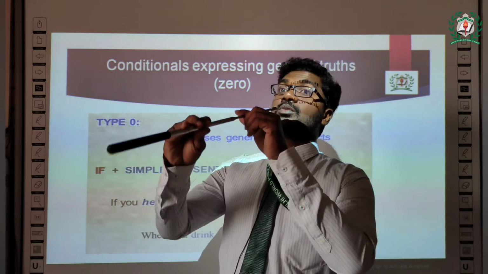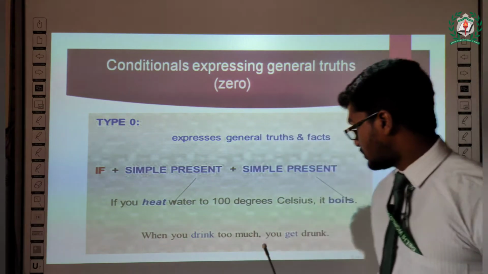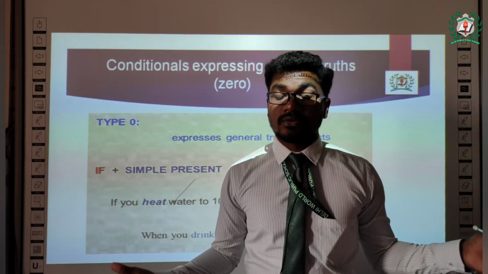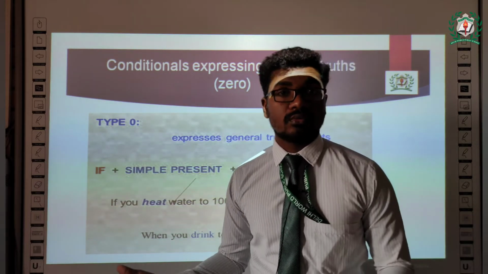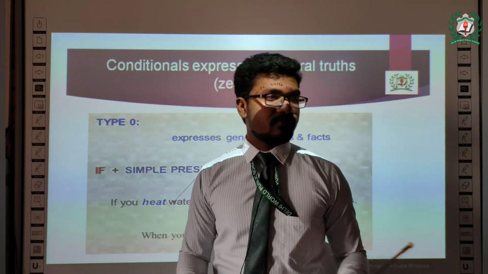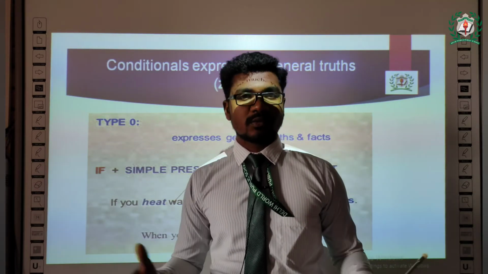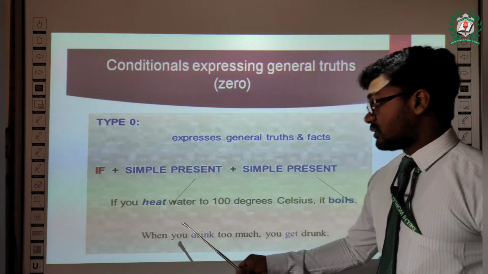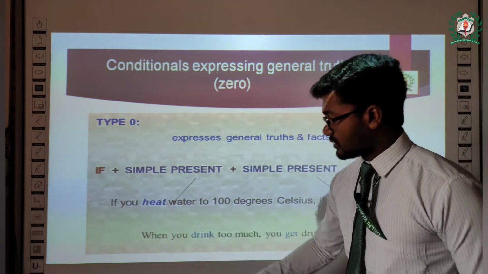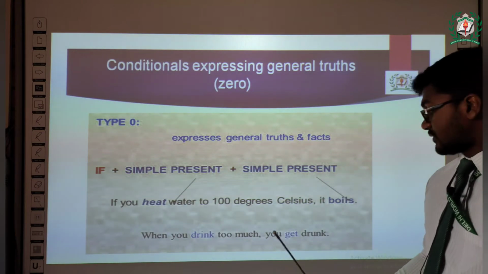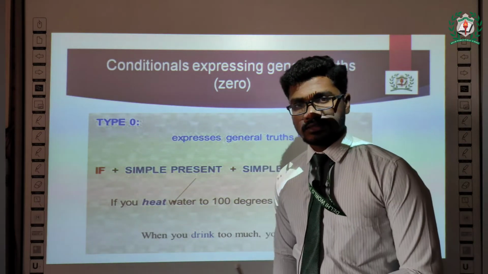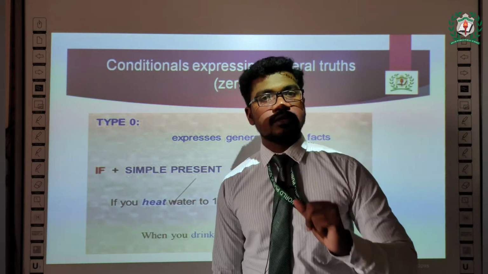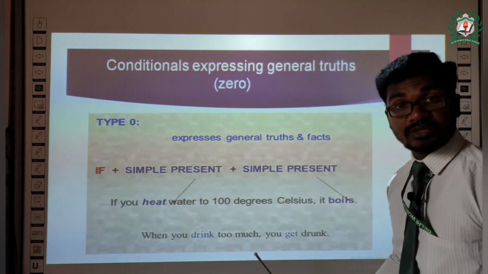So when you drink more, what will happen? The result is you will get drunk. You will not be knowing where to go, where not to go. You will be falling down here and there, and someone has to carry you, right? Instead of when, we can use if: if you drink too much, you get drunk. The result is you get drunk. So it is the fact, and it cannot be changed. It is the universal truth.